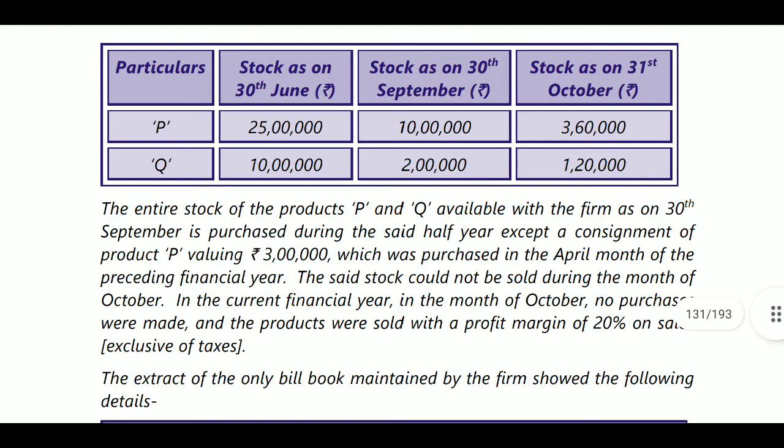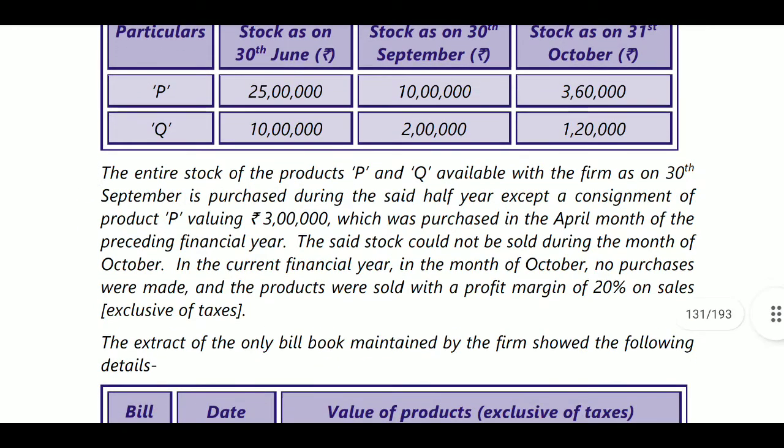The entire stock of products P and Q available as on 30 September was purchased during the said half year, except a consignment of product P valuing 3 lakhs, which was purchased in the April month of the preceding financial year. If you purchase within 1 year, it will be used. If you purchase before 1 year, it is not allowable for the ITC claiming year.